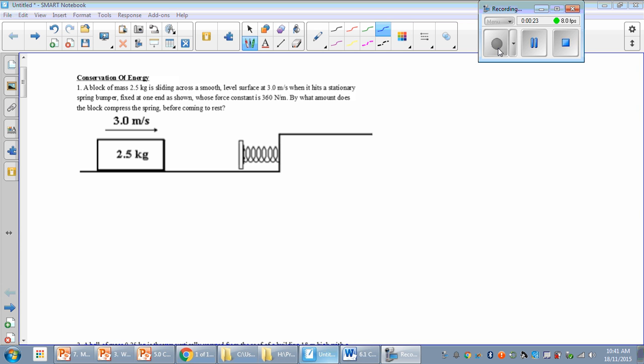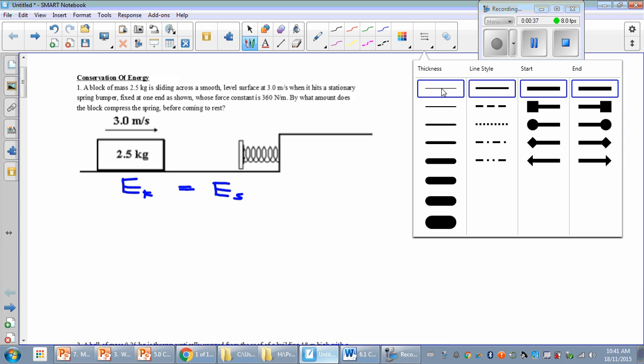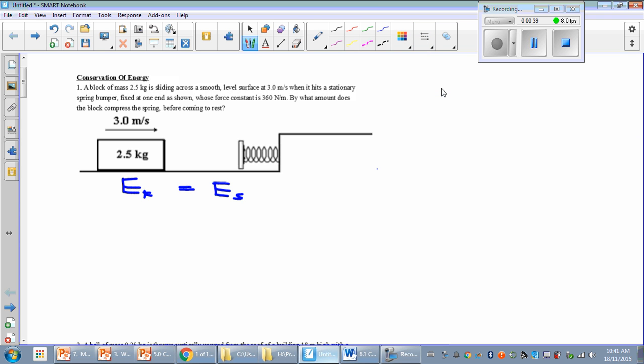So it starts with kinetic energy only. It ends with spring energy when it comes to rest. I'm calling that ES for spring energy. I just want to modify this here. So that just expands to 1/2 mv squared equals 1/2 kx squared.